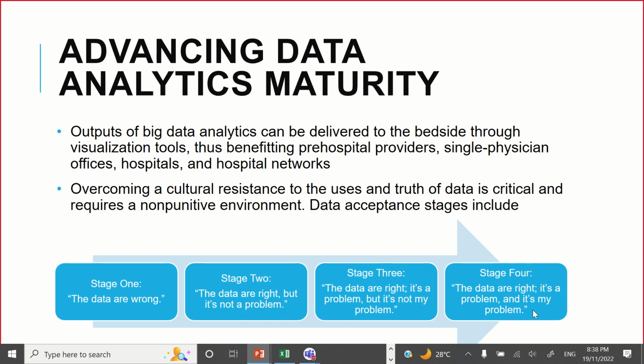The last one is the data are right. It is my problem. It is our problem. And the person or the organization starts taking action in order to solve or resolve the problem or implement the quality improvement strategy.